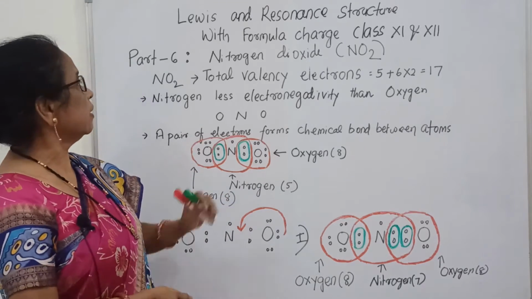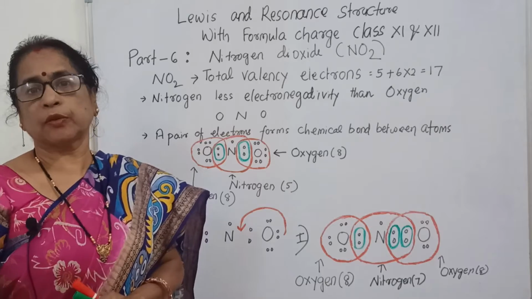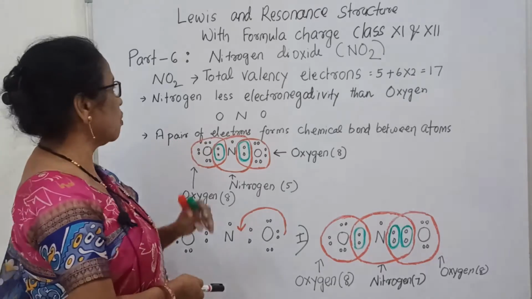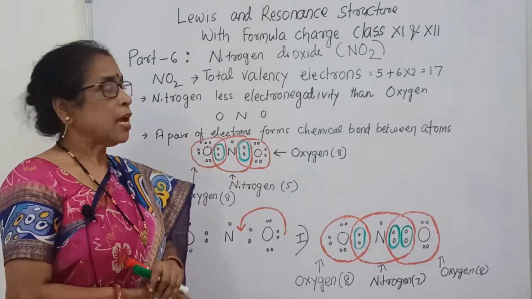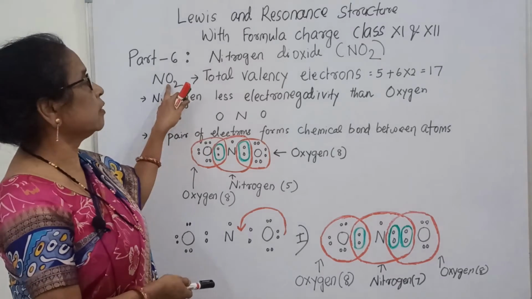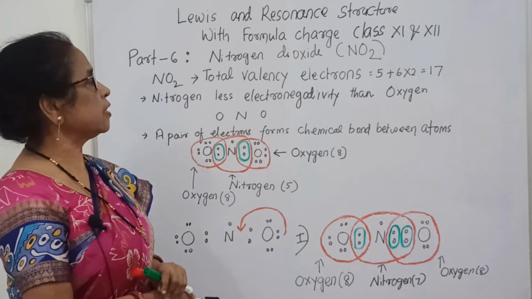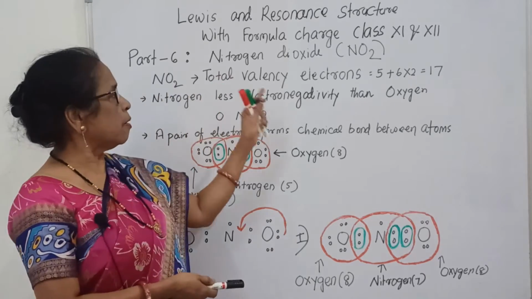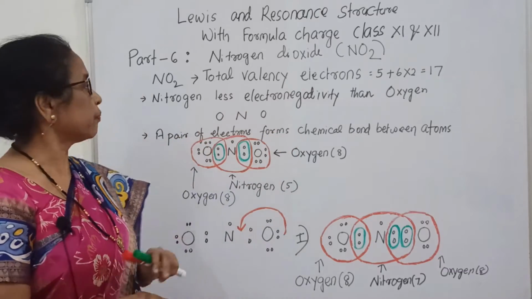NO2. And here, nitrogen dioxide NO2, first of all you will see what is the total valence electron of nitrogen dioxide. Nitrogen dioxide formula NO2, that means nitrogen and 2 oxygen. What is the valence electron of nitrogen? That is 5. And valence electron of oxygen is 6. Here, 2 oxygen, 6 into 2, that means 5 plus 6 into 2, that becomes 17. Here total number of valence electrons of NO2 is 17.